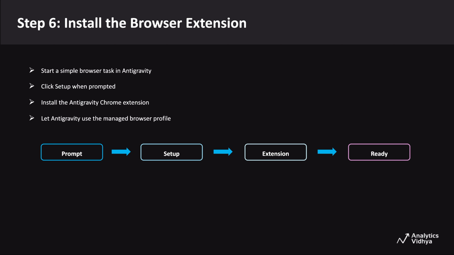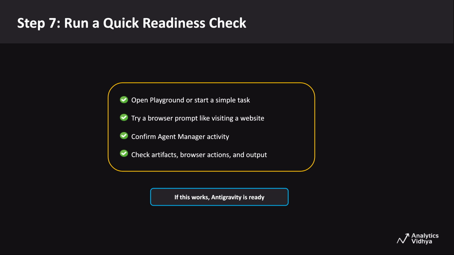To let Antigravity perform browser-based tasks, you need to complete one more setup step. Start a simple browser action, click Setup when prompted, install the Antigravity Chrome extension, and allow it to use the Manage Browser profile. Once this is done, Antigravity can interact with websites, inspect pages, and support browser-based workflows much more effectively.